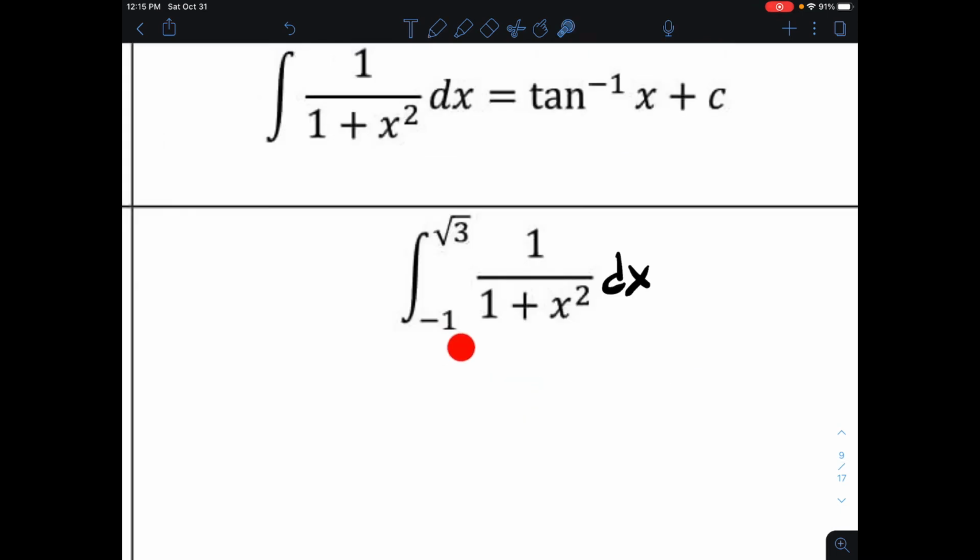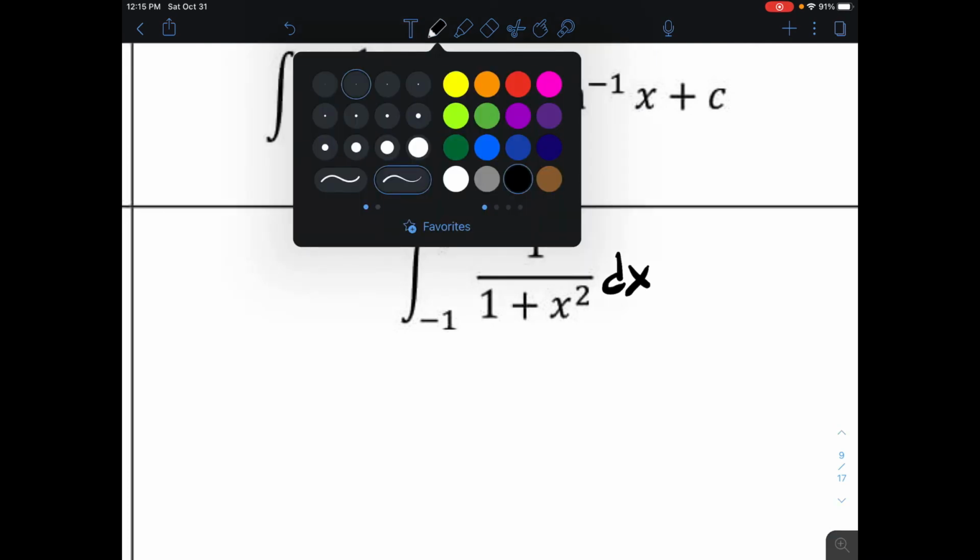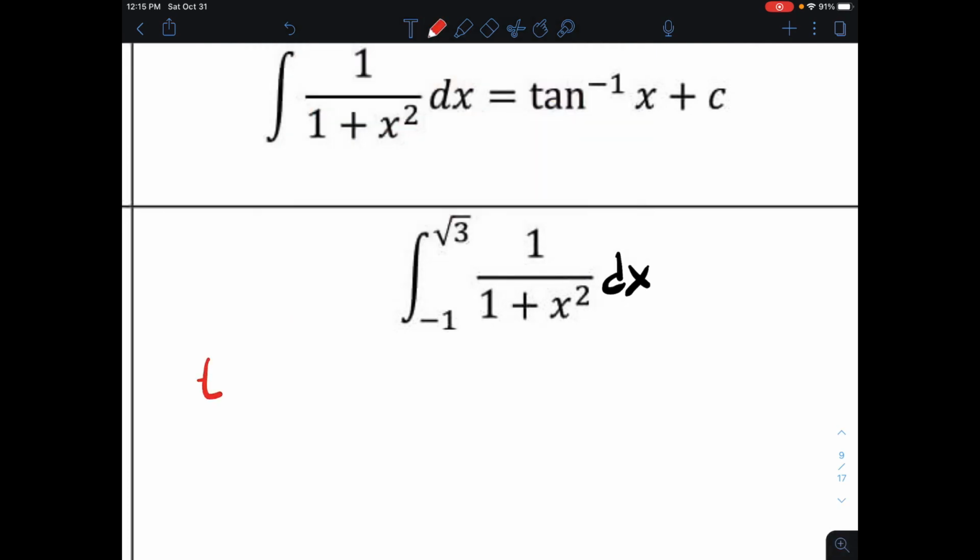All right, so new problem here. I want to find the value of the definite integral from -1 to the square root of 3 of 1 over 1 plus x squared, where that matches exactly to our antiderivative rule here, our integration formula, that it just simply makes the inverse tangent function. So I would write the antiderivative, which would be the inverse tangent of x. And we're going to go from -1 to the square root of 3.